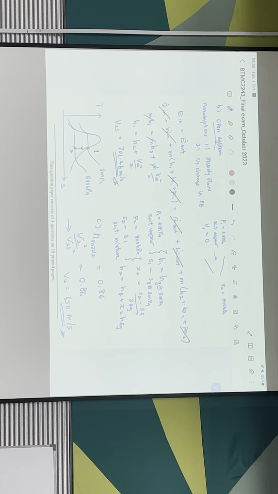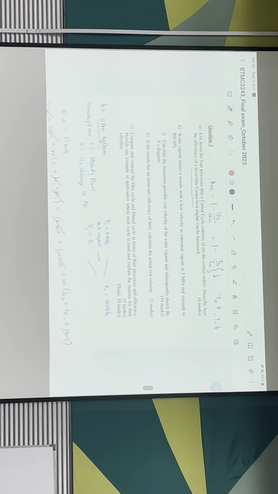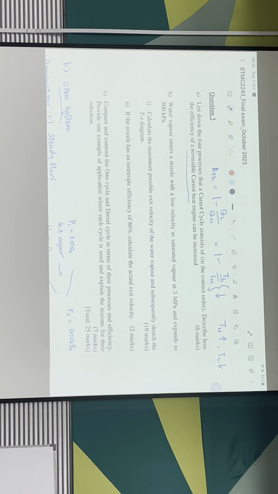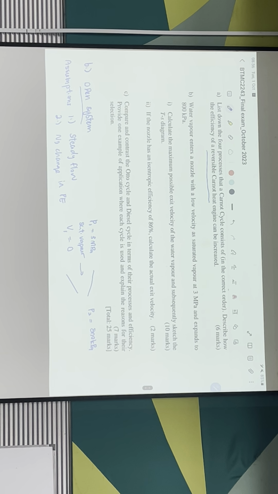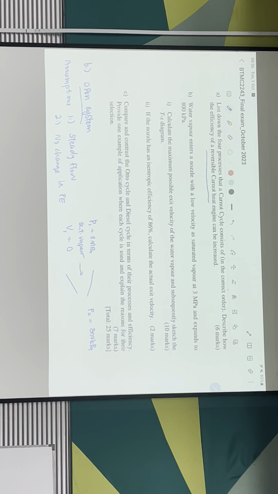Okay, so let's look at the next part. This is another theory-heavy question. I think we can just read through. Compare and contrast the Otto cycle and diesel cycle in terms of their processes and efficiency. Provide one example of application where each cycle is used and explain the reason for their selection.